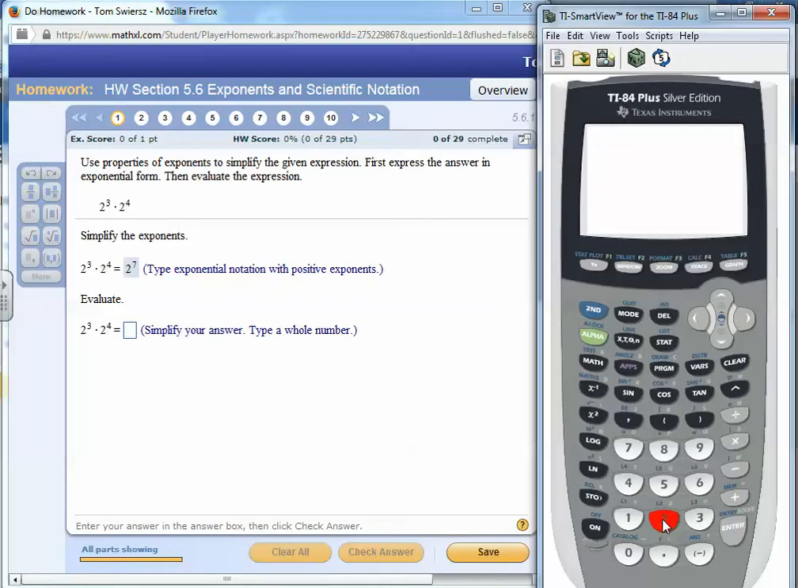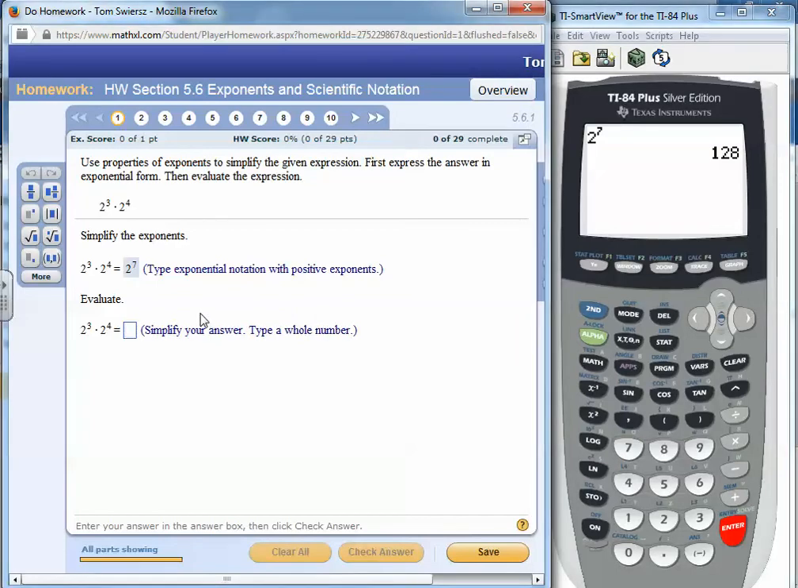So go to the calculator, 2. The exponent key is below the clear, the up arrow, but below the clear. So hit that. It superscripts it on the 84. On the TI-83, you'll just get an up arrow, but you just put in a 7 either way. Hit enter, and 2 times itself 7 times is 128.